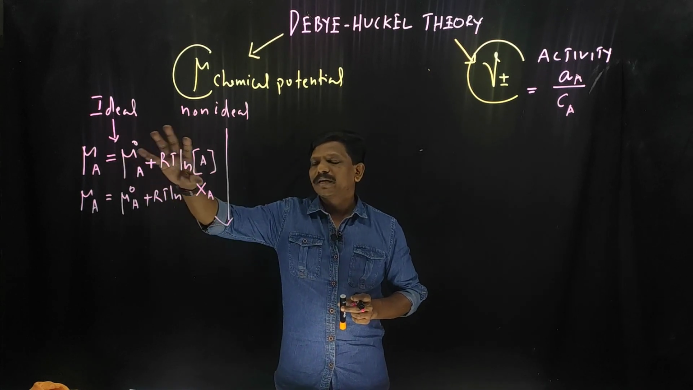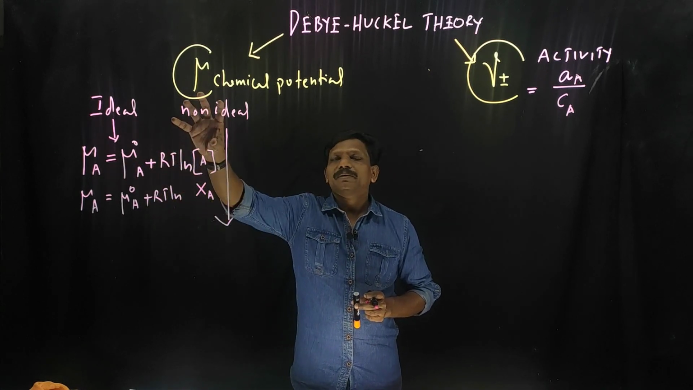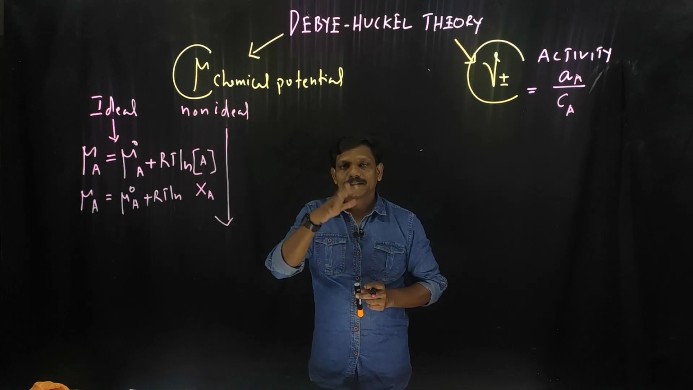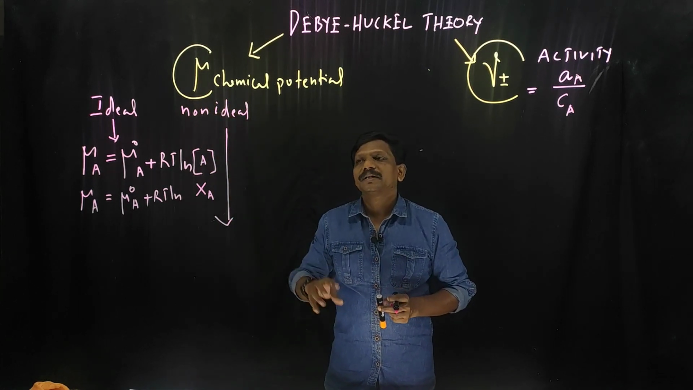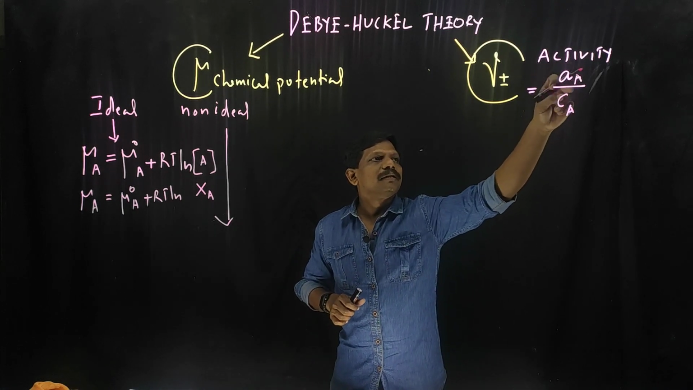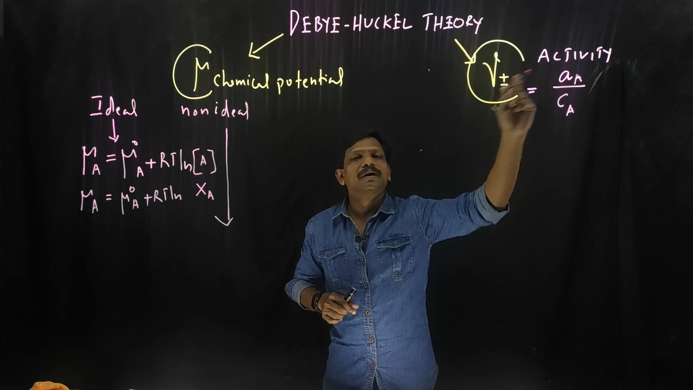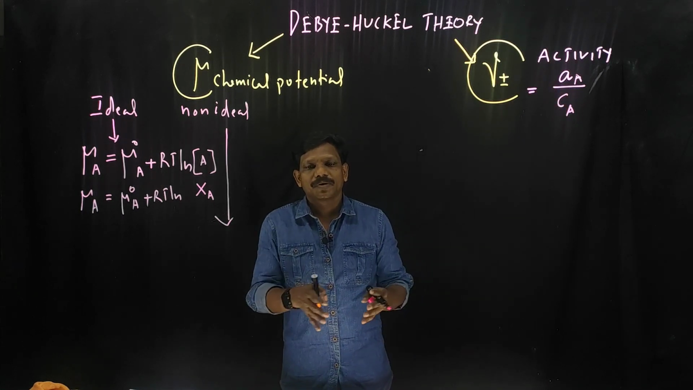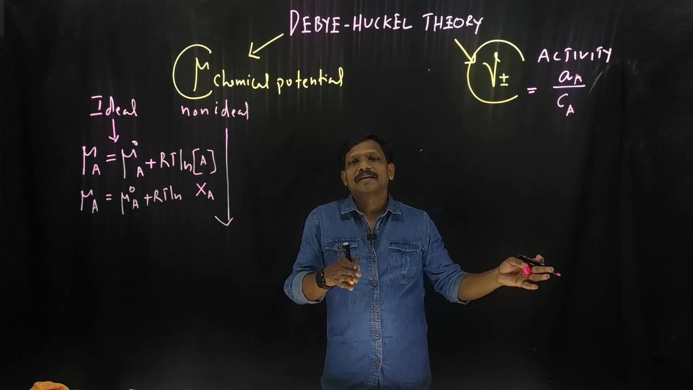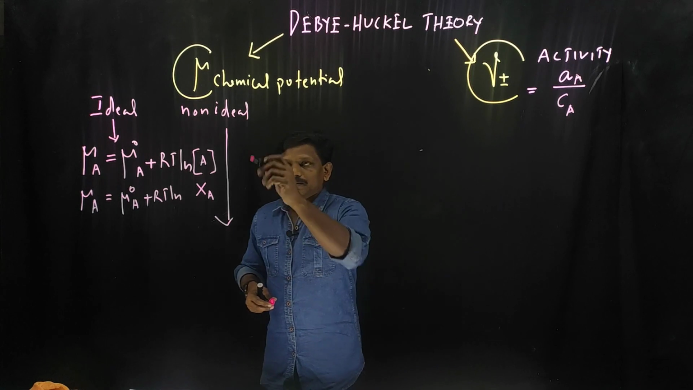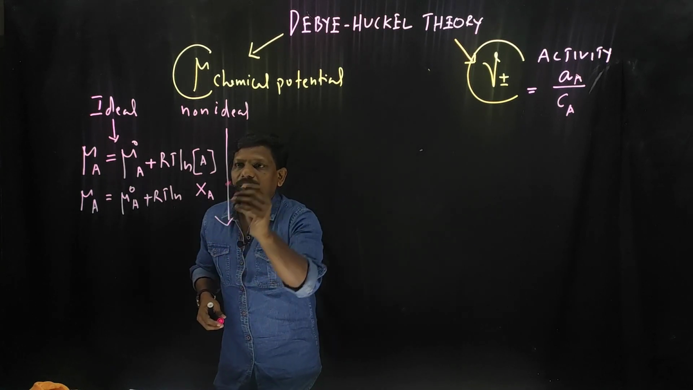In an ideal solution you can directly write the concentration term, but most electrolytes fall under non-ideal solutions. There you have to consider the concentration term called activity. I already explained that in the last class, so you can check my class on activity and activity coefficient. So in the non-ideal case, how can we write it?